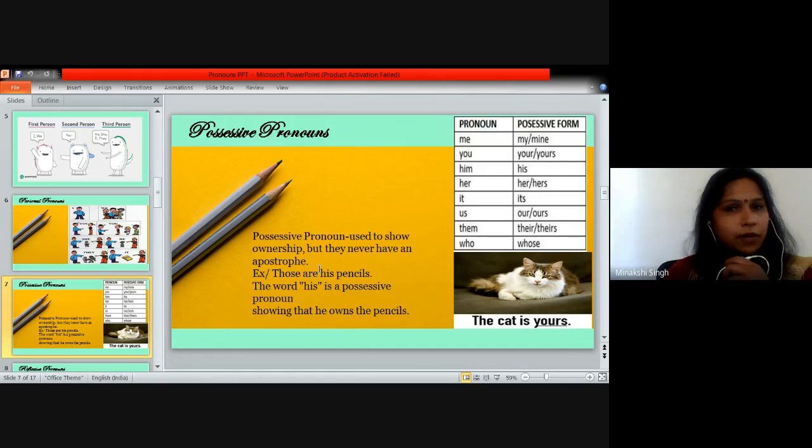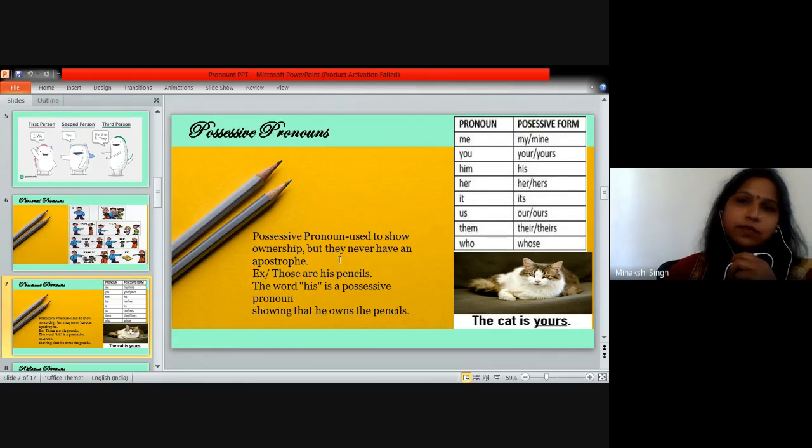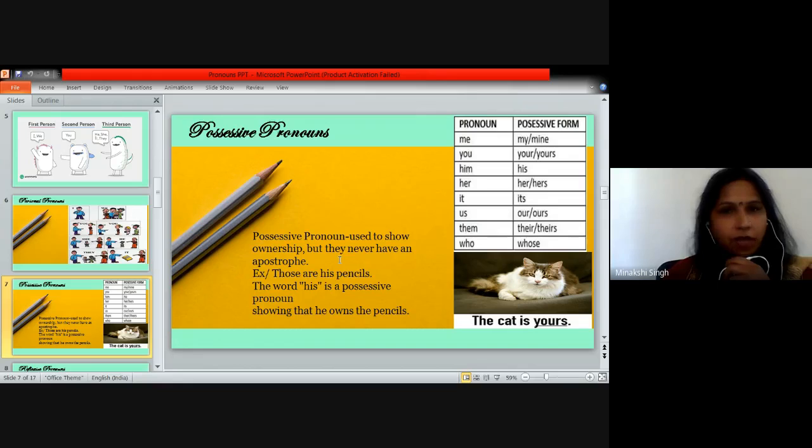So students, now let us talk about possessive pronouns. Possessive pronouns are used to show ownership, but they never have an apostrophe. When you talk about possessive nouns, they always carry an apostrophe. Right? For example, I say this is Sita's book. So Sita's, the word Sita is a proper noun and it has an apostrophe because it is a possessive noun here. Right? But possessive pronouns never have an apostrophe.